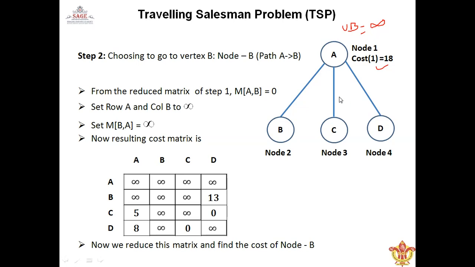Okay. To calculate the path starting from A to B, because branch and bound is initially BFS in nature, so breadth first search, we go for B first, and after that we'll see the least cost one also. So we take care of A to B, then A to C, and then A to D. Okay.